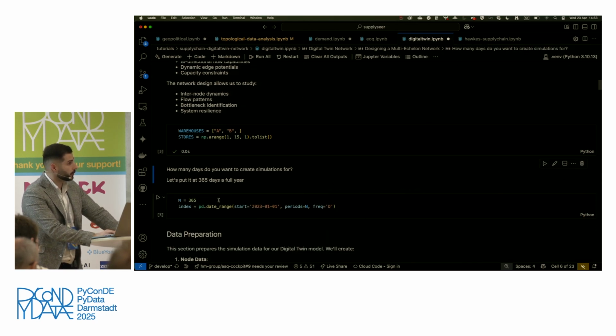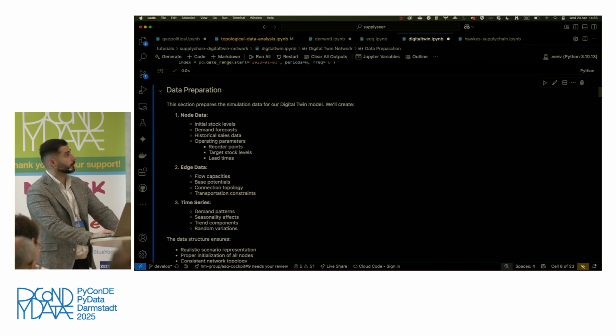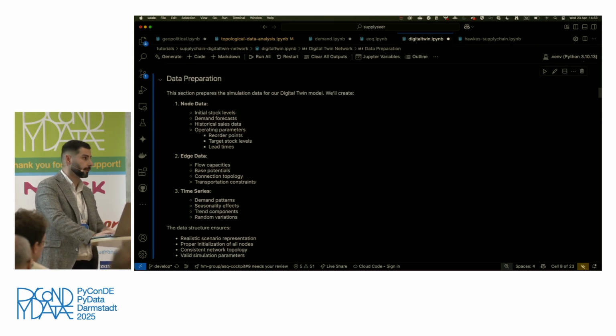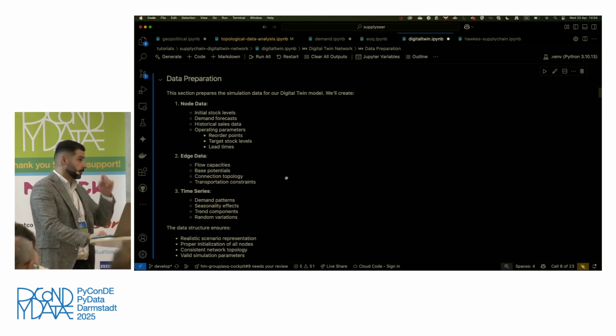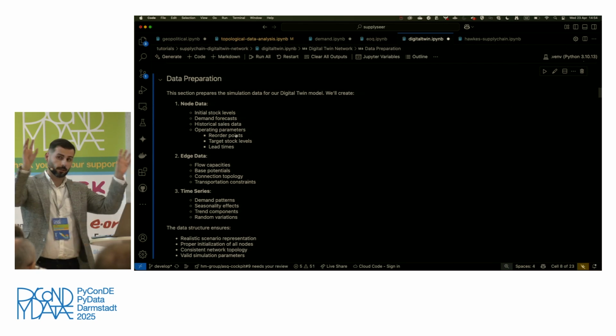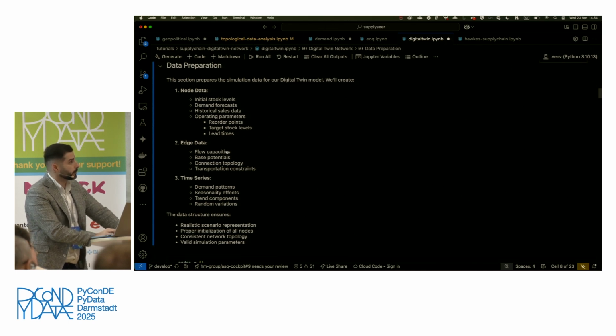We're going to simulate for 1 year. You can start from which date you want. I'm starting from 2023. We're going to also start preparing some data because, as with everything, nobody's giving you a free meal, so data preparation is crucial. Here are the things we're going to do. We're going to initiate stock levels, demand forecast, historical sales data, and some operating parameters. Those are for the nodes, and the nodes will be warehouses and stores. For edge data, we're going to define flow capacities, how much flow can go between a warehouse and a store.